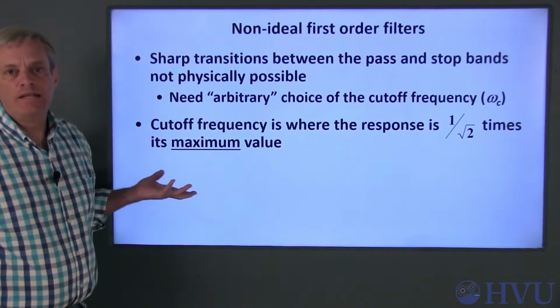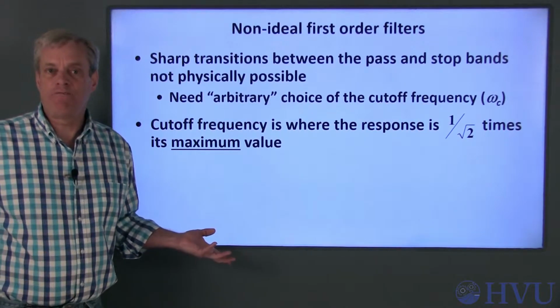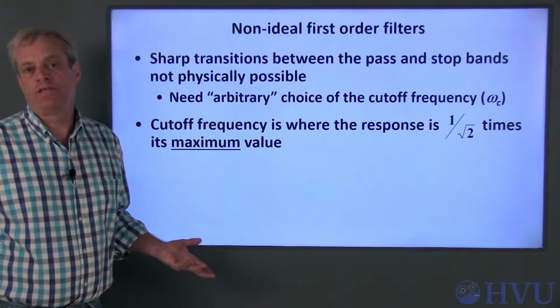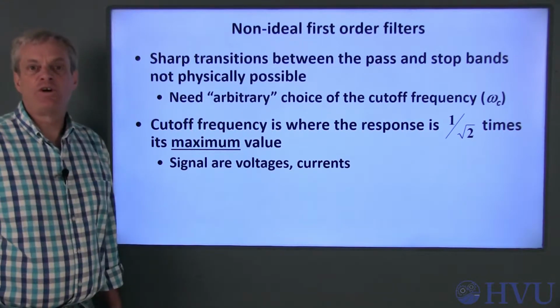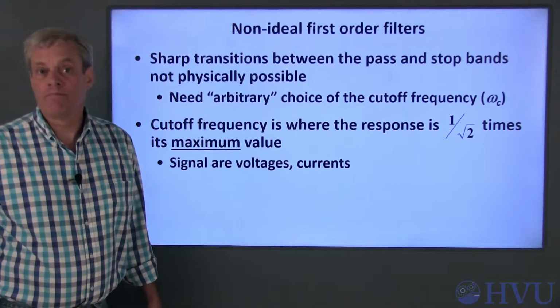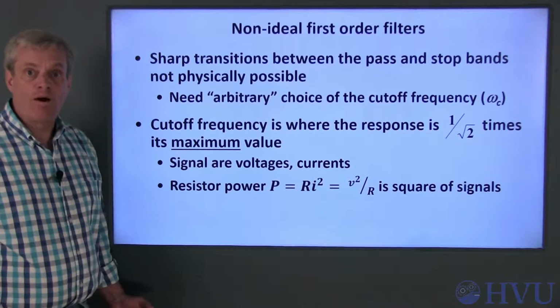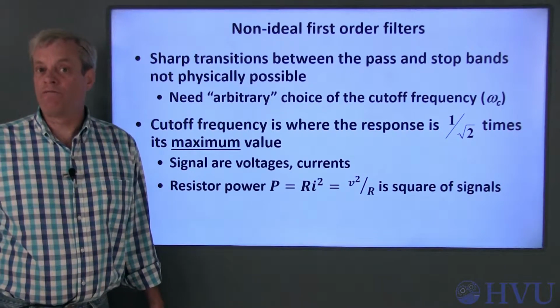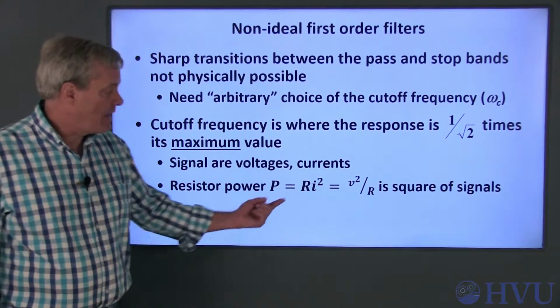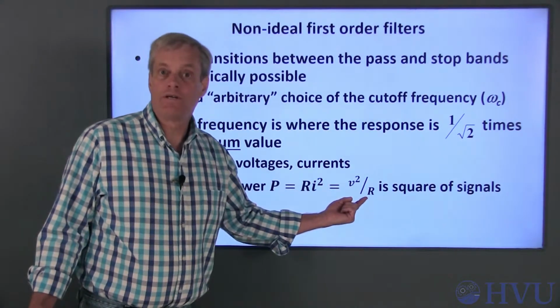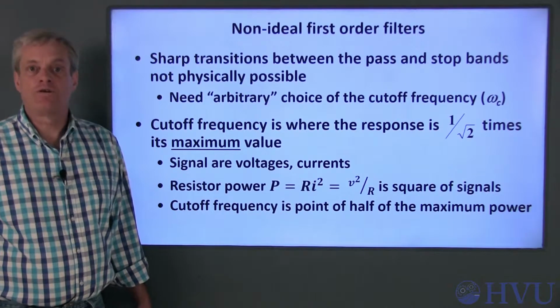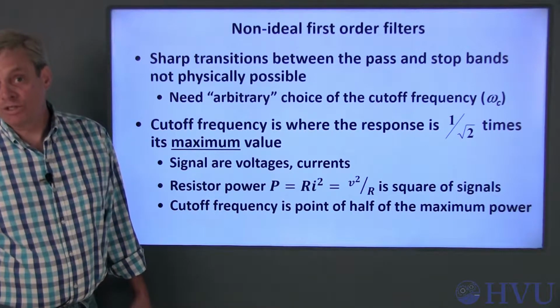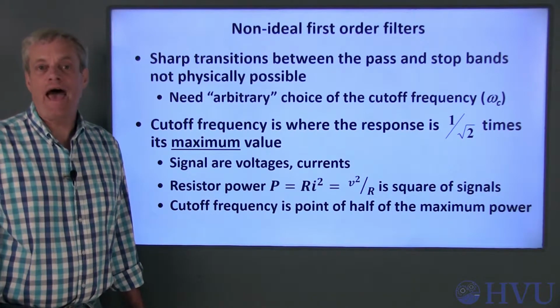This is all you really need to know about how the cutoff frequency is defined, but I do want to give a little justification for this choice. Circuit input and output signals are usually voltages or currents. For a resistor, power is proportional to the square of the voltage or the current. It's I squared times R, or V squared divided by R. If the voltage or current of a resistor is reduced by 1 over the square root of 2, the power will be reduced by half.